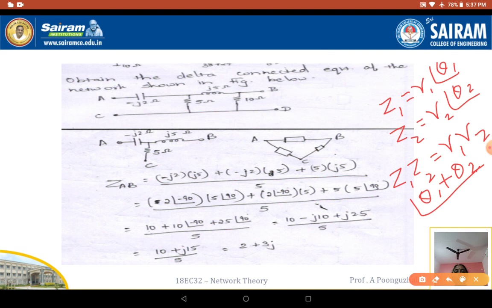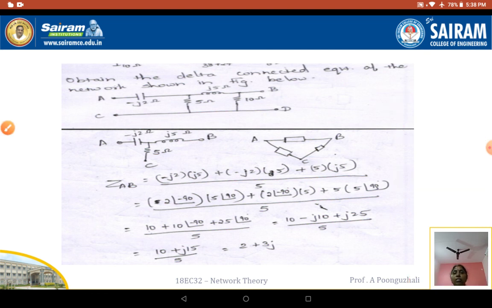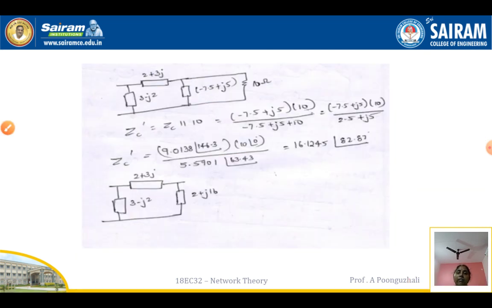So here I am going to have this formula, and I am going to substitute. The phase angles I have to add up, so it is going to be 0. The magnitudes I have to multiply. So here 10 phase angle minus 90, 25 phase angle 90, divided by 5. Minus 90 represents minus j, so minus j10 plus 12 plus j25, which gives 2 plus 3j. So now I got ZAB, then I have ZC dash. Convert it to delta, these two are going to be in parallel. Simplify it, and I will be getting this delta network there.